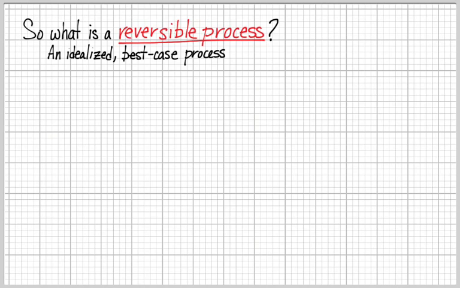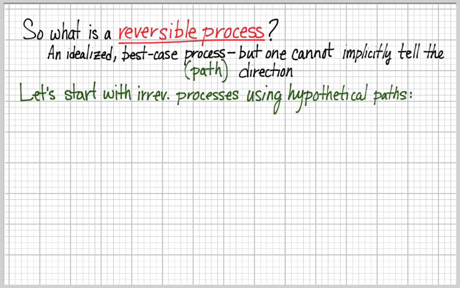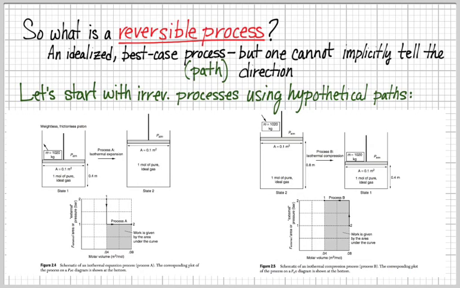So, again, what is a quote-unquote reversible process? I mentioned this on Friday, it's more than just thinking about something that goes one direction versus another direction. In thermodynamics, that word reversible is for an idealized or a best case process. And again, in a reversible process, you cannot implicitly tell the path or the direction. So, if I were to start using the examples in the textbook, I would start with irreversible processes and use hypothetical paths to describe them.